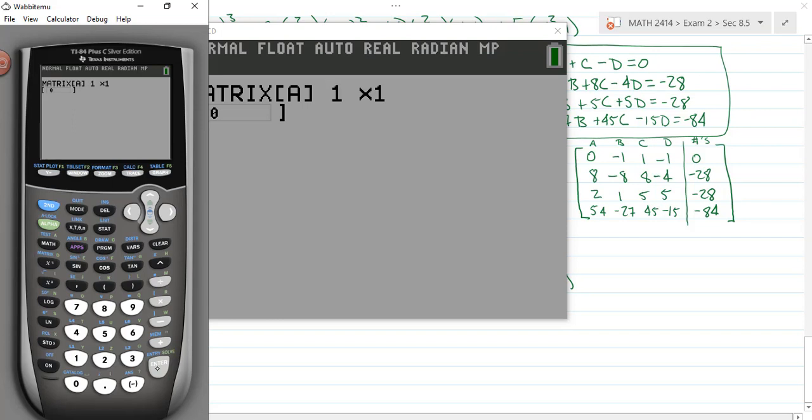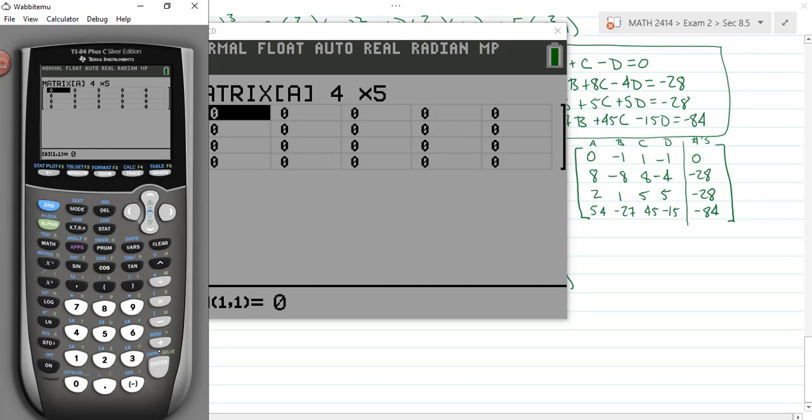The first number is the number of rows, so we have 4 rows. The next number is the number of columns, and we have 5 columns. So this is going to be a 4 by 5 matrix. Then we're just going to enter these numbers into our matrix that we have written over here. I'm typing in the numbers going across the rows, and when I hit enter, it drops me down to the next row. So that's going to be 8, negative 8.